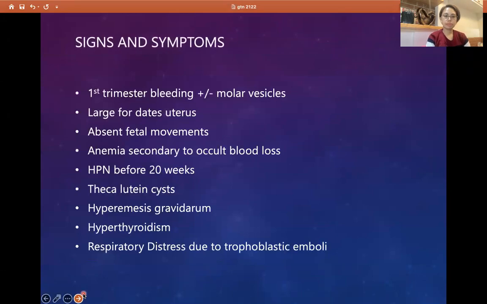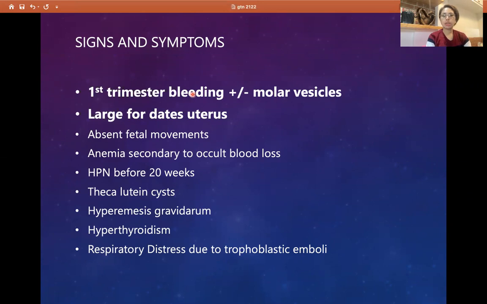So what are the signs and symptoms? Usually it's first trimester bleeding with or without molar vesicles, and an enlarged for dates uterus. These are the two that are very commonly seen as signs and symptoms of patients who come in with molar pregnancy. Now, apart from large for dates uterus, even when the uterus is large, the patient fails to appreciate fetal movement. And because of the bleeding, there can be an occult blood loss. Hypertension before 20 weeks can be observed.